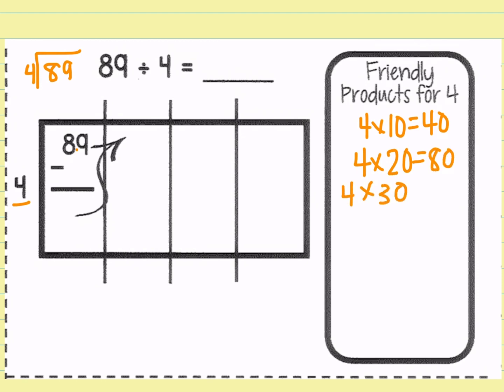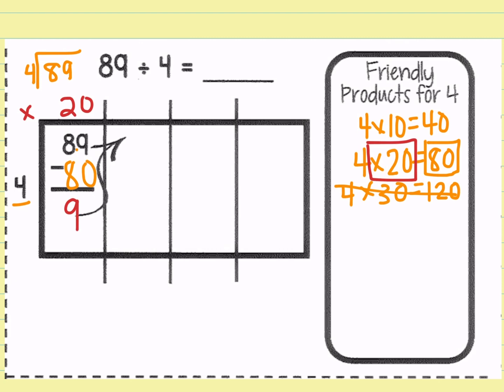4 times 30 equals 120. That's too high. So what's the closest I can get? I can get this 80. So I'm going to put 80. How did I get to 80? Well, I took 4 times 20. Now let's subtract. 9 minus 0 is 9. I bring that leftover up here to my next section.